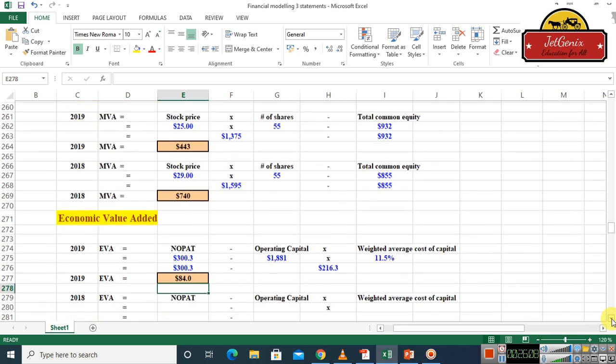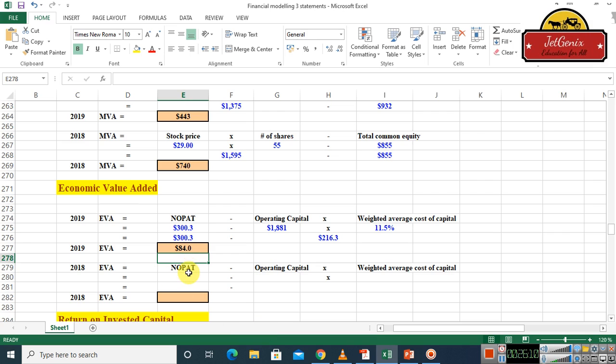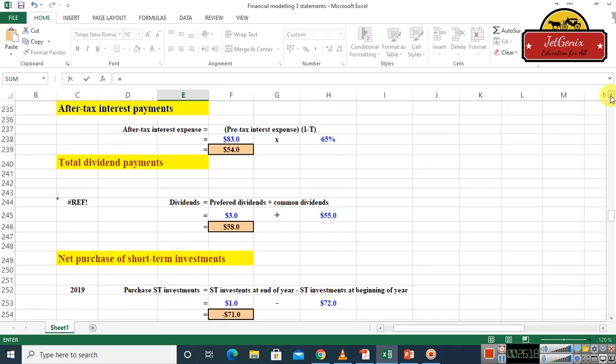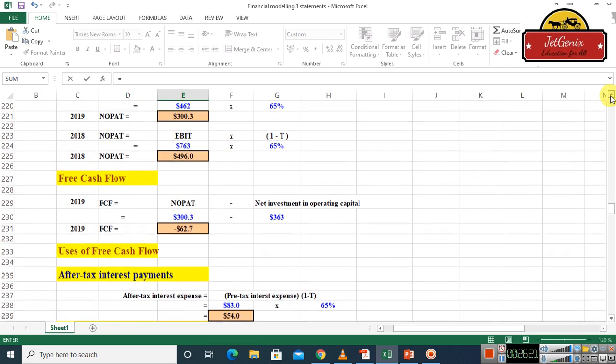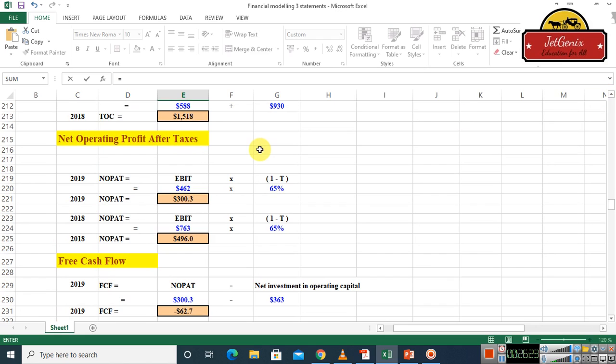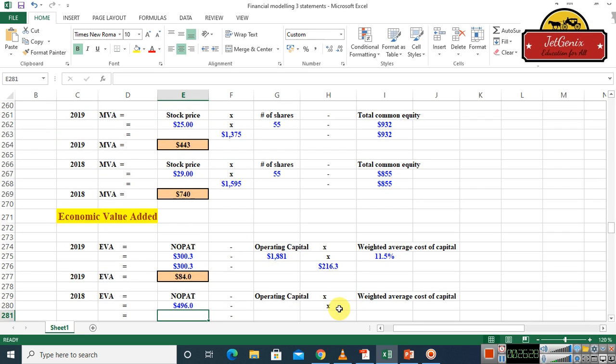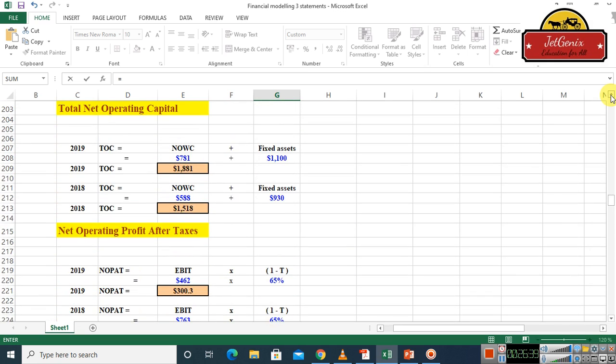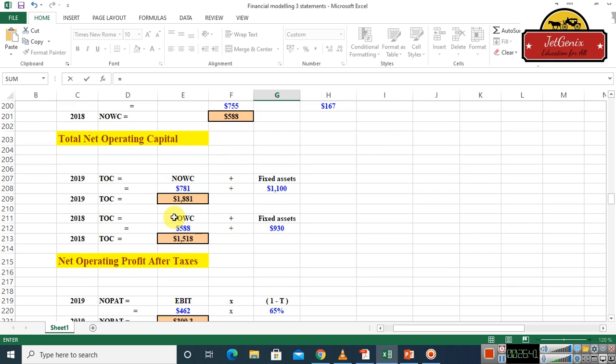And now if you want to calculate it for 2018, again just press equal and find the net operating profit after tax for 2018. It is here. So select this one and press enter. And here again I'm going to select the net operating capital for 2018. Net operating capital for 2018 is here, and press enter.